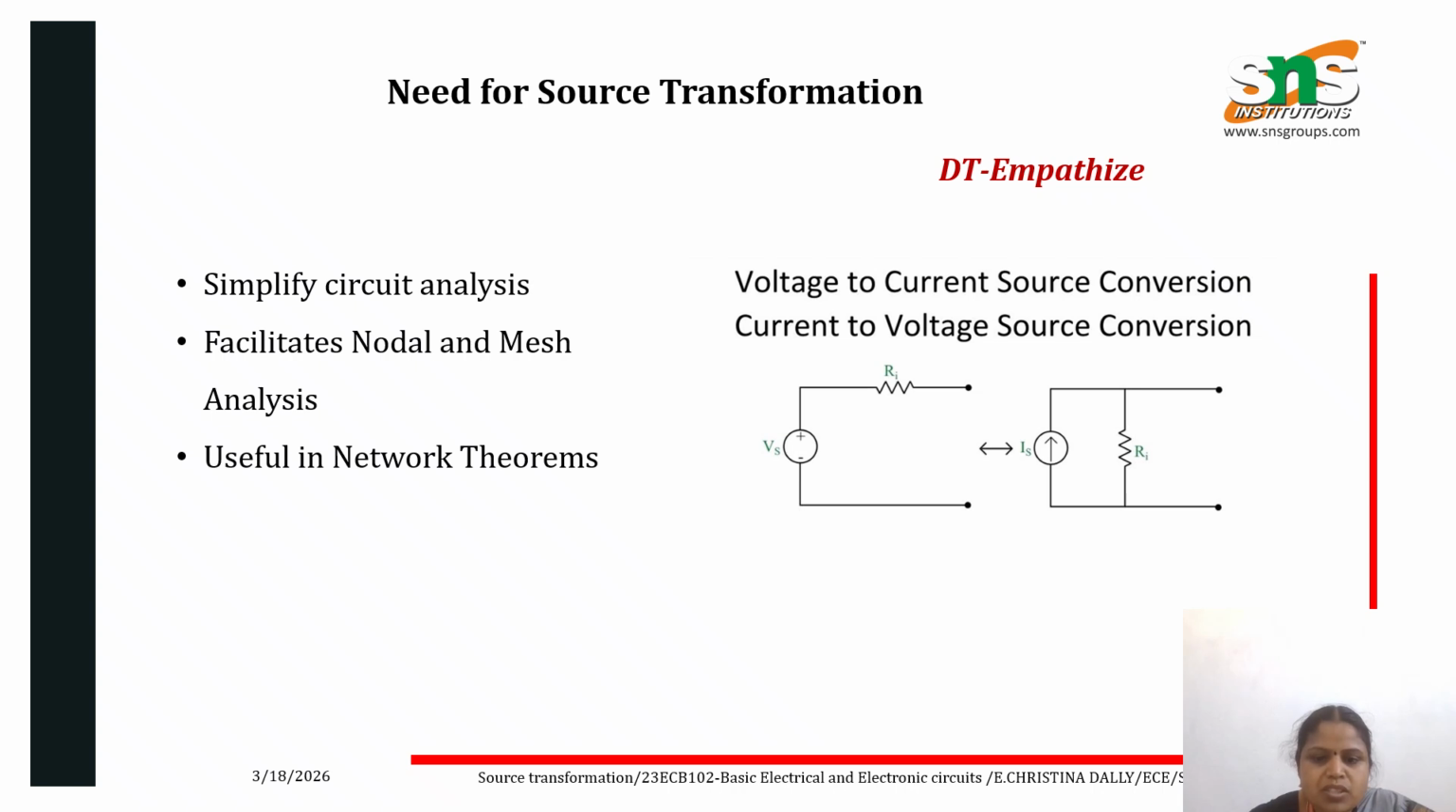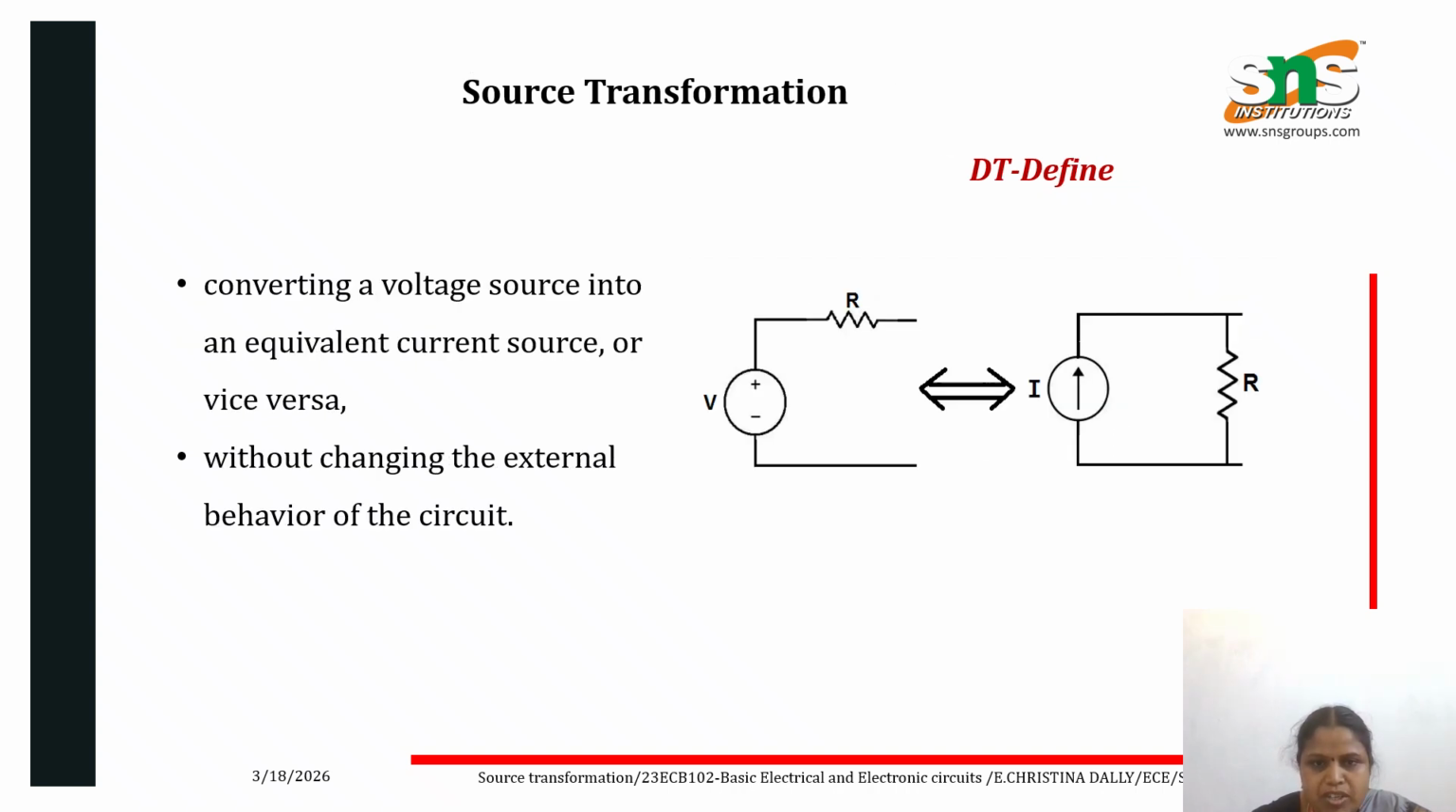So what do you mean by source transformation and what is the need for it? The function of source transformation is to simplify circuit analysis, and it facilitates nodal and mesh analysis. It is useful in network theorems. Here we are going to see two conversions: one is voltage to current source conversion, and the other is current to voltage conversion.